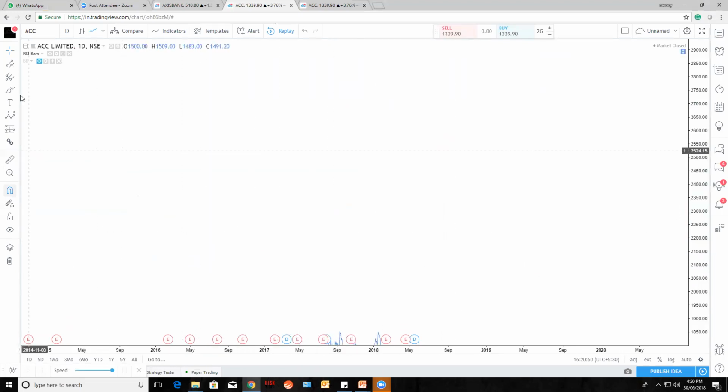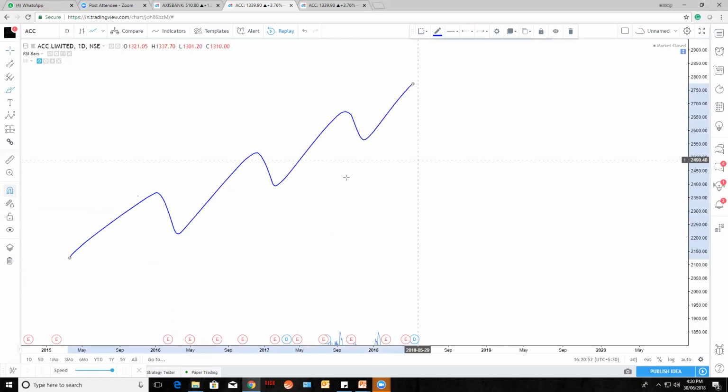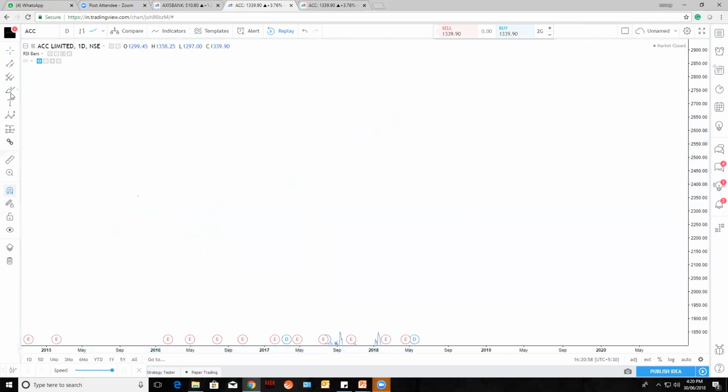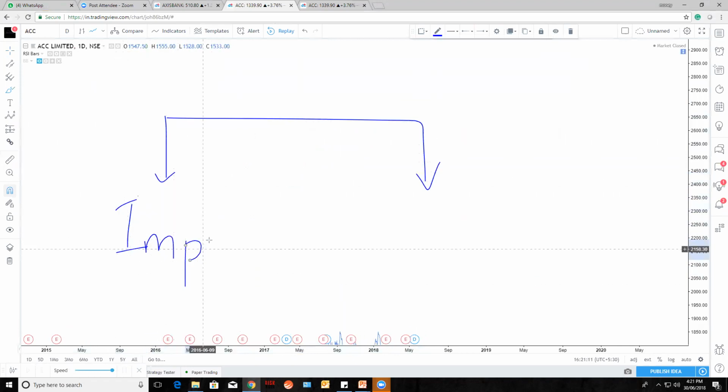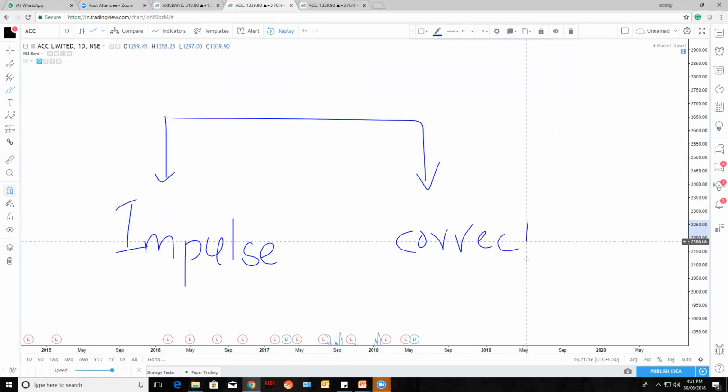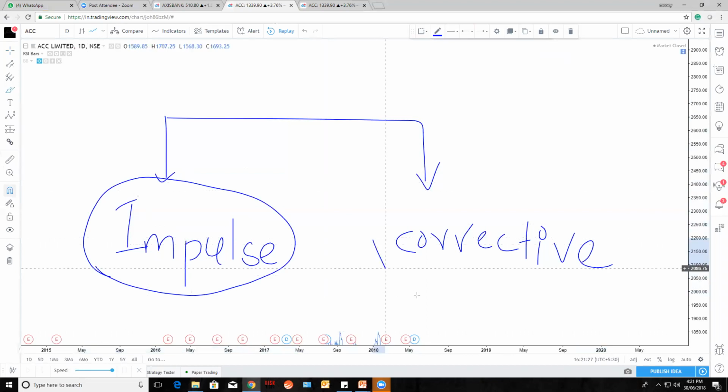Now, a wave is just a price movement from direction to direction. In Elliott wave, there are two kinds of waves. Before going to the concept, you just need to understand the two waves: one is the impulse wave, and the other is the corrective wave.